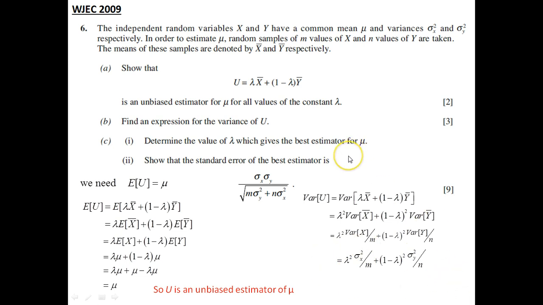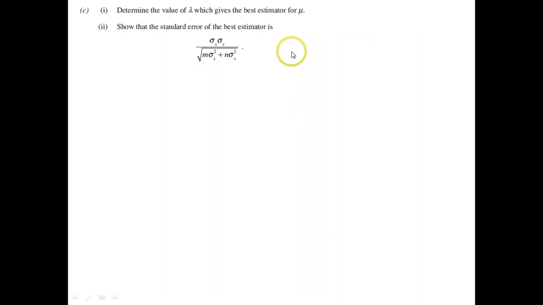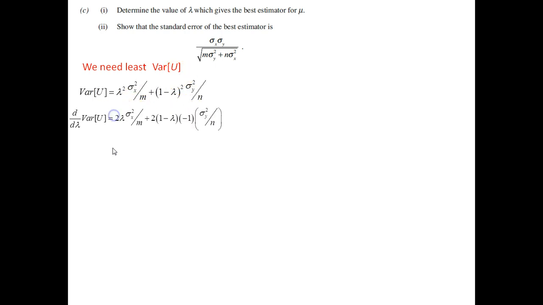We need to determine a value for lambda, which is the best estimator for mu. So we have that as our variance, and we need a least value of the variance. So we need to differentiate to get a least value of lambda.